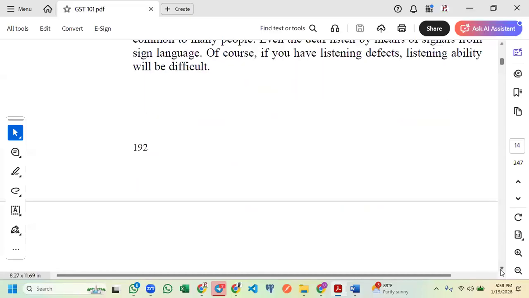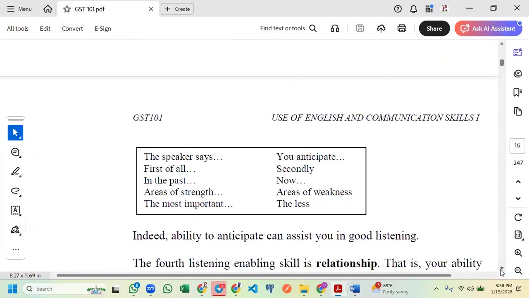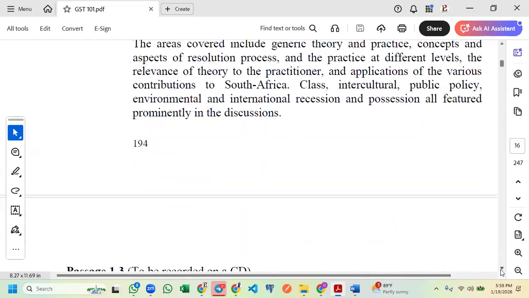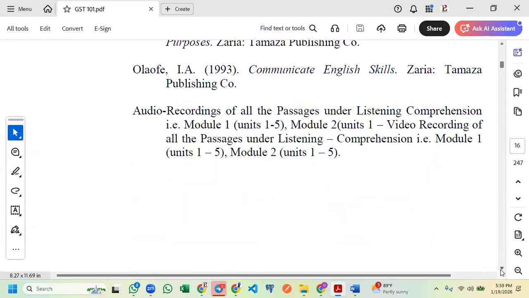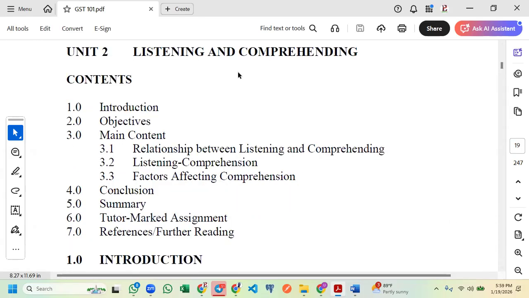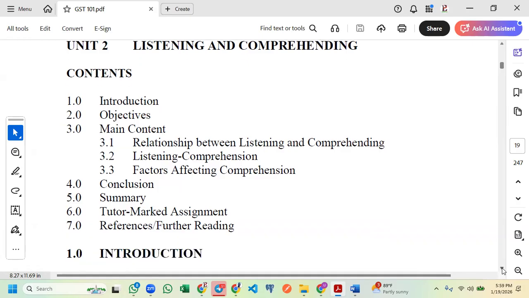The next thing we'll be doing today, sorry, this material rather, I've talked quite a lot about some of these topics, is to go to Unit 2, listening and comprehension. The synonym for comprehension is understanding, which means for you to listen and to understand. It doesn't stop at listening, but you listening and understanding what you're listening to. So in this part, we are going to talk about the relationship between listening and comprehending, and then the factors that affect comprehension.